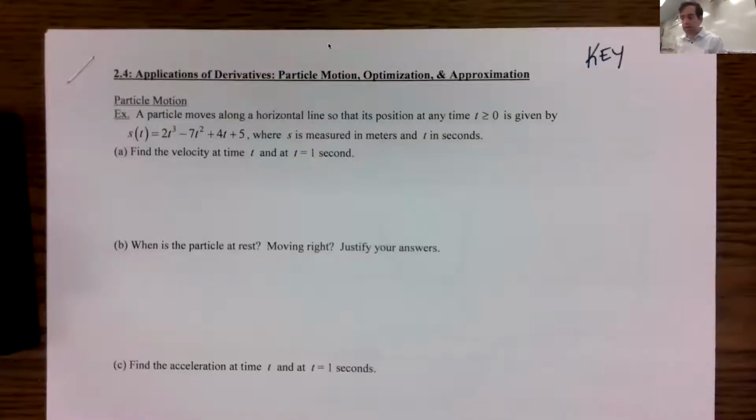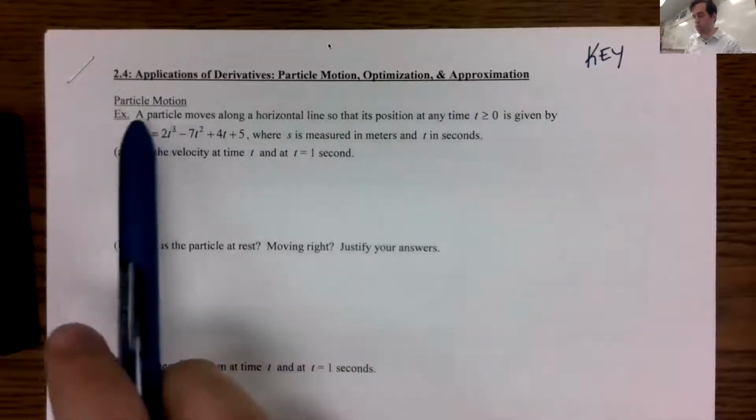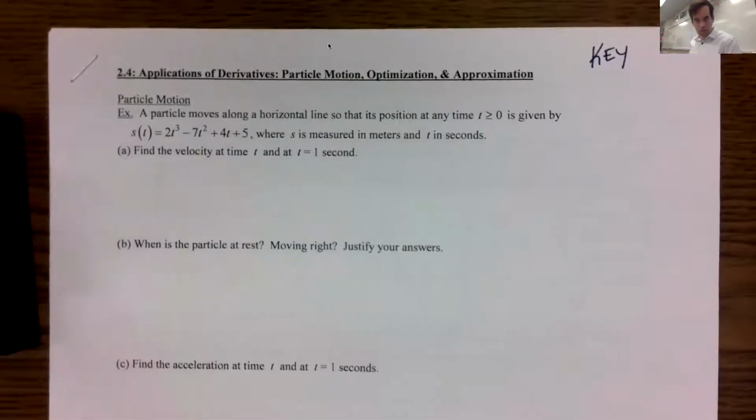All right, so here are the notes. Again, today we're focusing on particle motion, optimization, and approximation. We're going to start out with particle motion. So example 1, a particle moves along a horizontal line so that its position at any time t is greater than or equal to 0 is given by this function, where s is measured in meters and t is in seconds. Find the velocity at time t and at t equals 1 second.